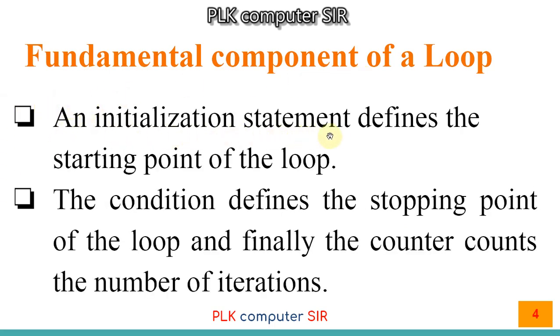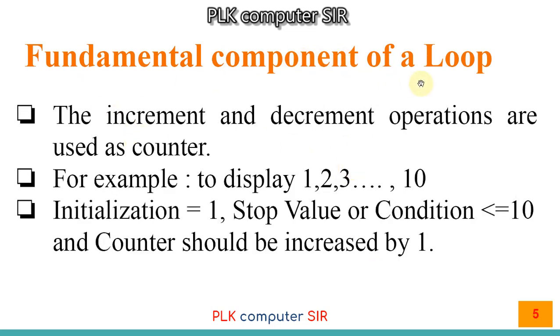So an initialization statement defines the starting point of the loop, from where it will start. Number 2, the condition defines the stopping point of the loop, and finally the counter counts the number of iterations, means how many times the loop is repeating. So these are the 3 things: starting point, condition, and the counter. In any loop there will be 3 things. You have to recognize them nicely. Fundamental components of a loop.